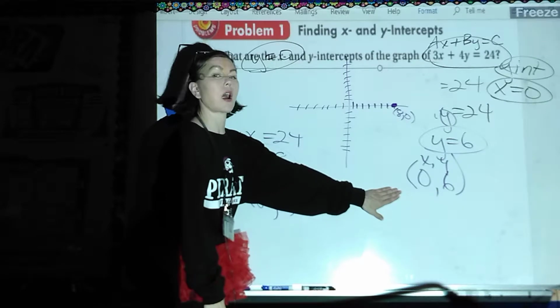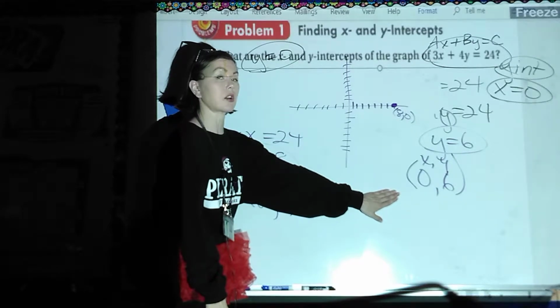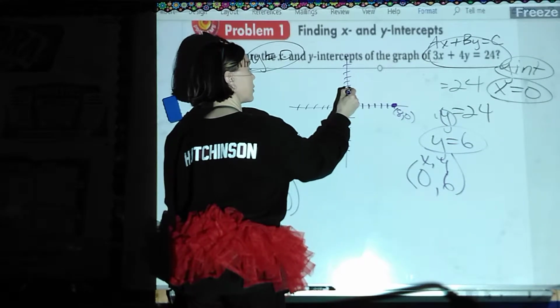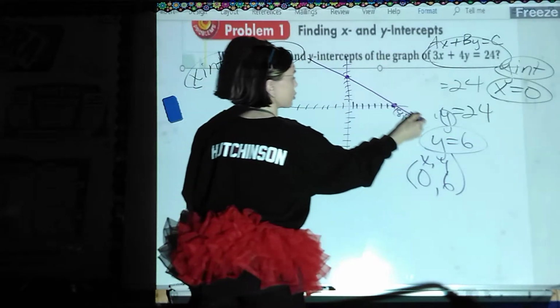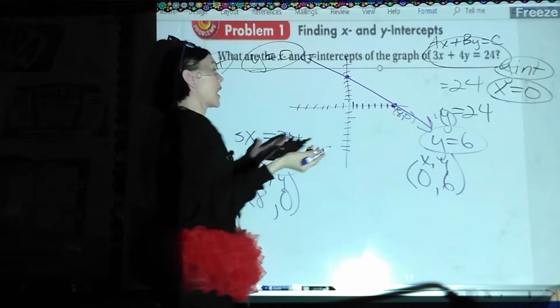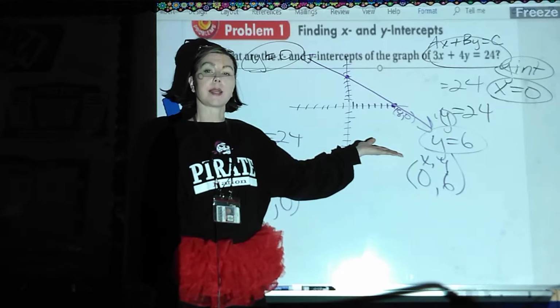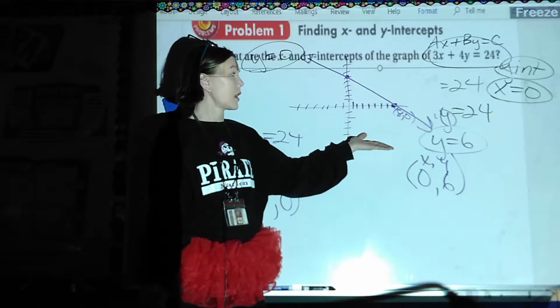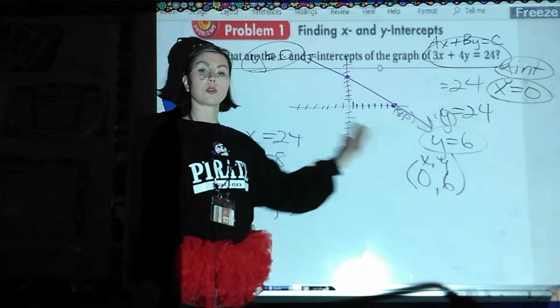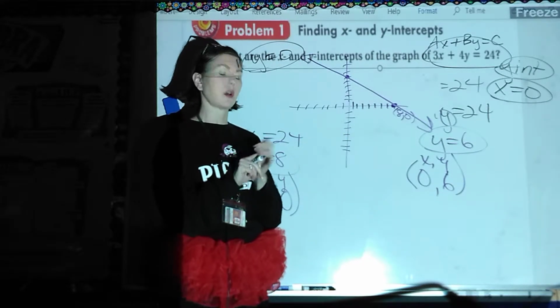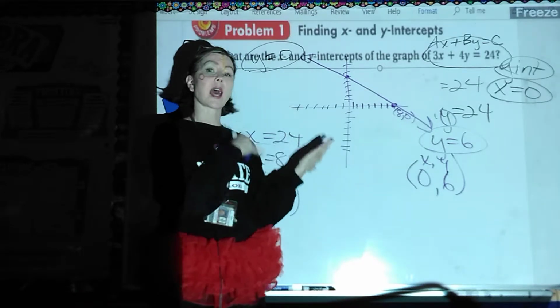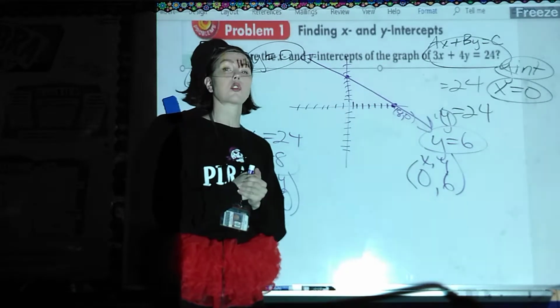And then we're going to plot our y-intercept, which is (0, 6). 1, 2, 3, 4, 5, 6, plot it. And here we go. Connect the dots. And you just graphed the equation of the line using the x and y intercept. Pretty simple. All right, now you're going to do it. I want you to solve for the x and y intercepts and then graph it.